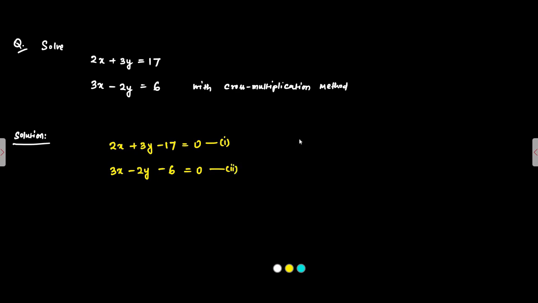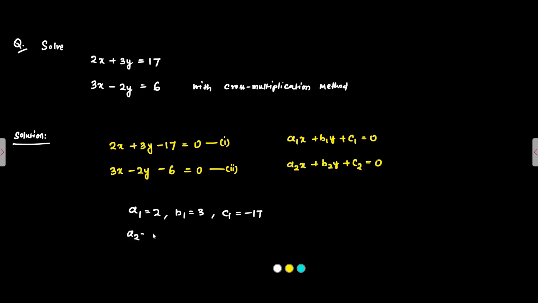If we compare it to the standard format, which is a1x plus b1y plus c1 is equal to 0 and a2x plus b2y plus c2 is equal to 0, then we'll get here a1 is equal to 2, b1 is equal to 3, c1 is equal to minus 17, and a2 is equal to 3, b2 is equal to minus 2, and c2 is equal to minus 6.